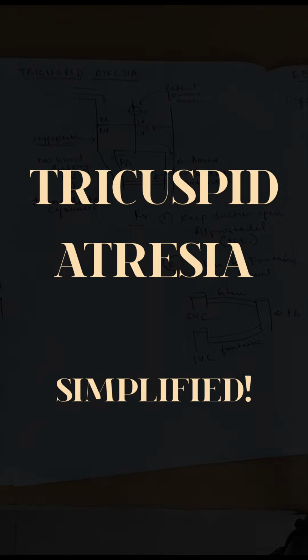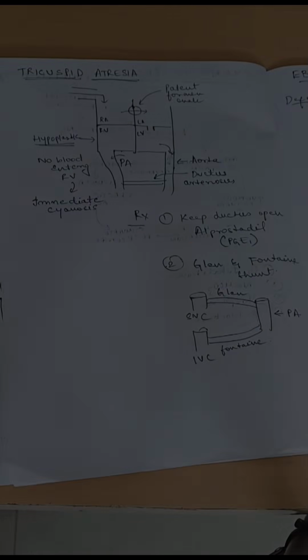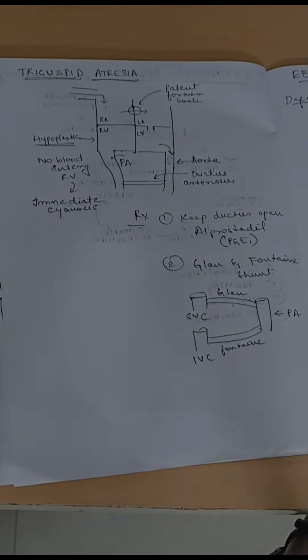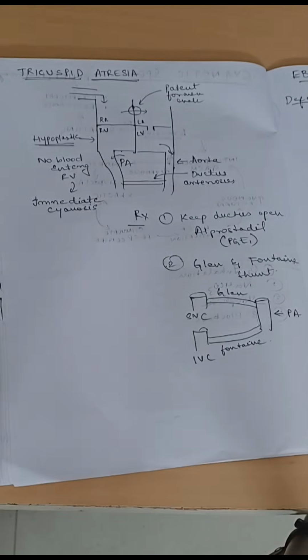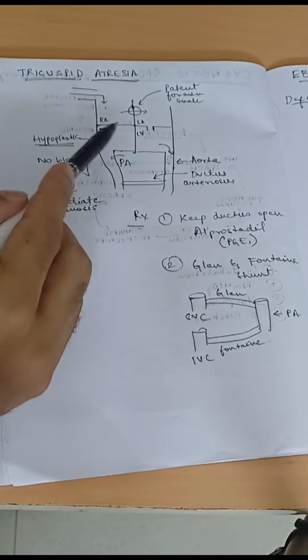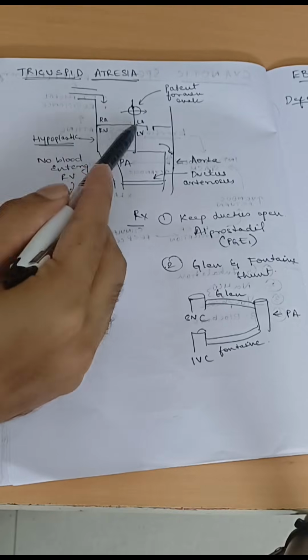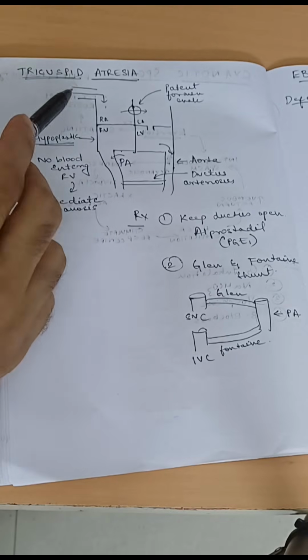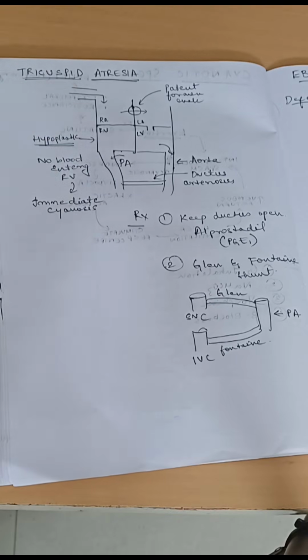So let's try to understand tricuspid atresia with the help of this line diagram, and trust me, it's going to become really simple. So basically what is happening in this disease is that the tricuspid valve, which is between the right atrium and the right ventricle, has undergone an atresia, which means it is non-existent, and so there is no passage for the blood to go from the right atrium to the ventricle.